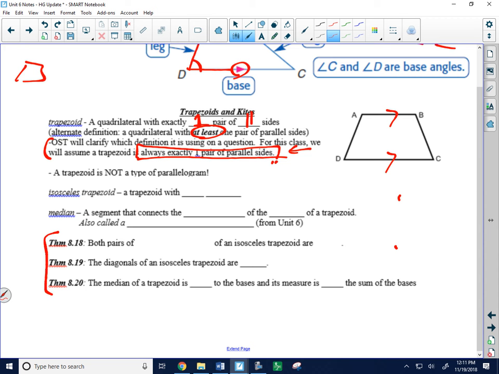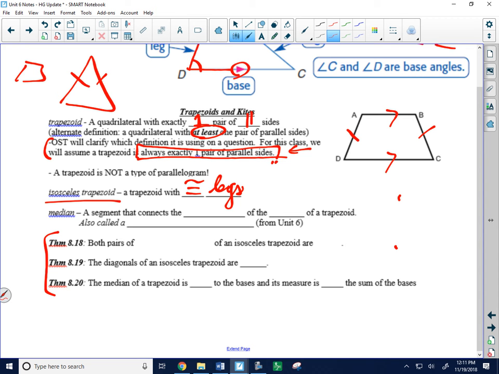There's three properties. Two of them are for an isosceles trapezoid. So first I need to tell you what an isosceles trapezoid is. Remember, an isosceles triangle was two congruent sides? Same for an isosceles trapezoid. It's a trapezoid with two congruent legs. So two congruent sides. The congruent sides are the legs.